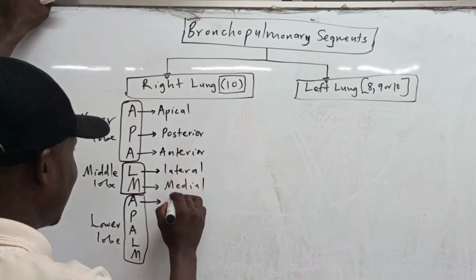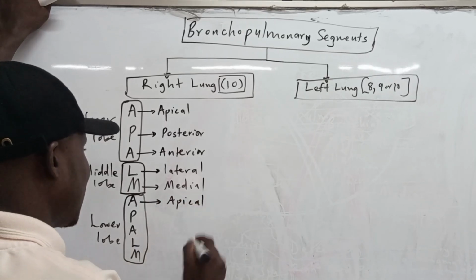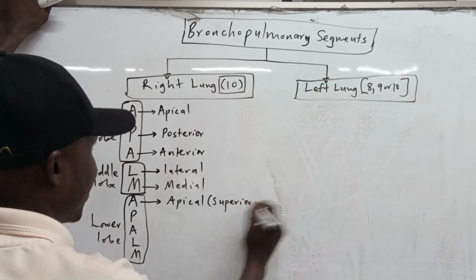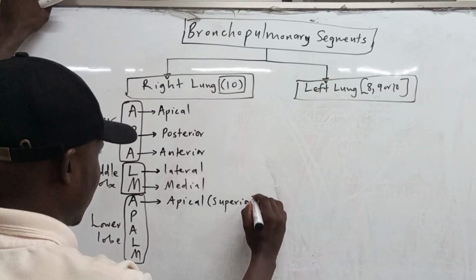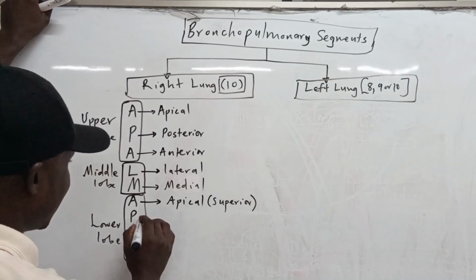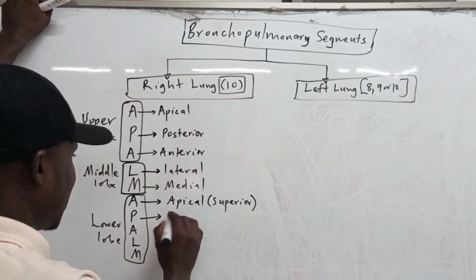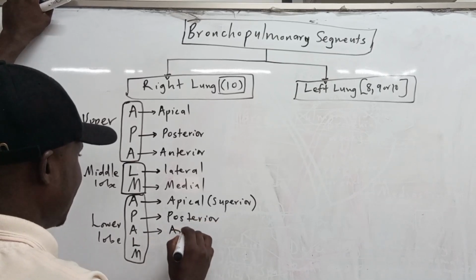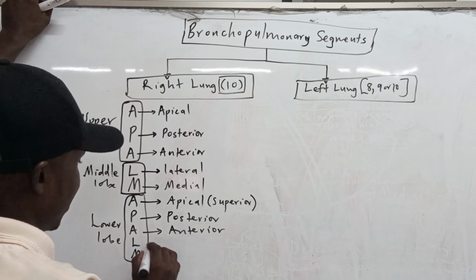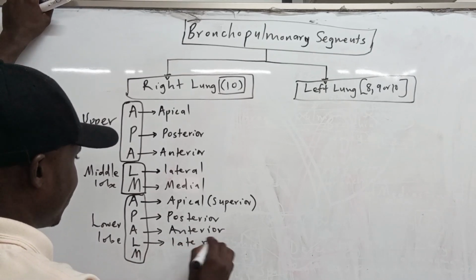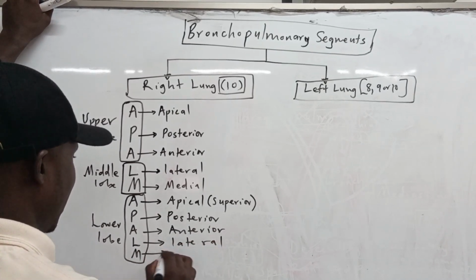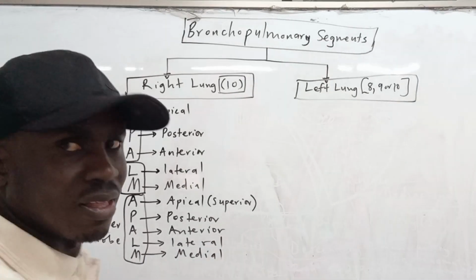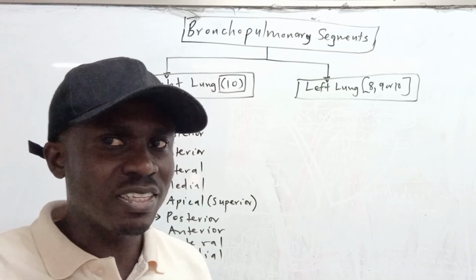A for apical. Now, my friends, this apical, you may also call it superior. Okay, superior. P, as we've seen, posterior. A is for anterior. L is for lateral. M is for medial. Yes, so it's as simple as this.